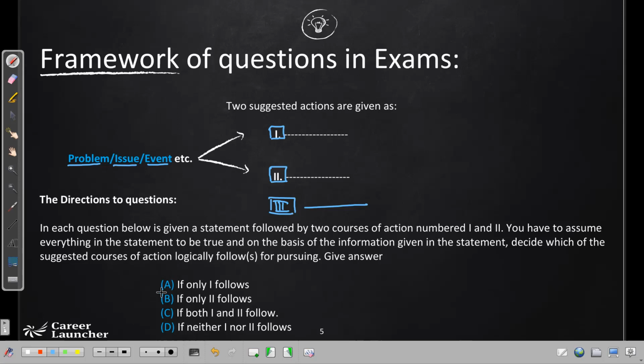But the usual patterns of these questions or the option choices are A, which says only one follows, B, which says only two follows, C, which says both of them follow, and D, which says neither of them follows. So what are the applications and what are the conceptual things on the basis of which we decide whether these should follow or not is something that we're going to learn today. So I hope the options are very clear.